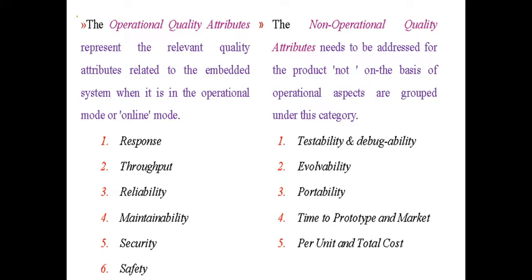Non-operational quality attributes are those which will be addressed for the product not on the basis of the operational aspect. Operational quality attributes consist of response, throughput, reliability, maintainability, security, and safety. And non-operational quality attributes are testability, debuggability, availability, portability, time to prototype and market, and per unit cost. Let us see the operational qualities in detail.